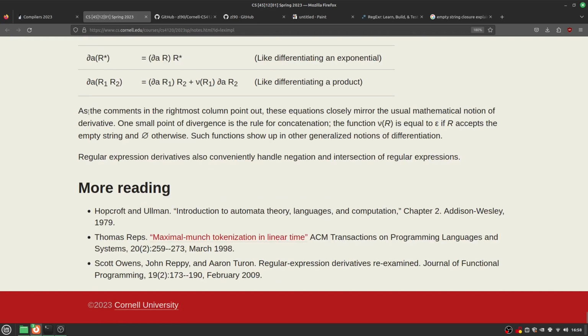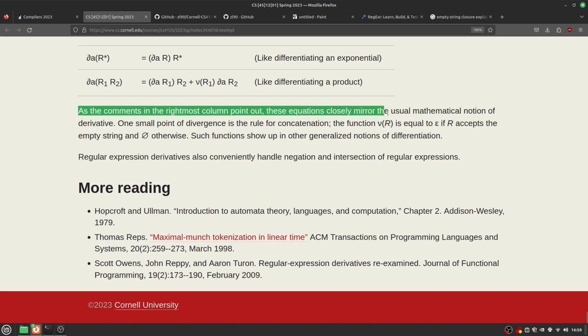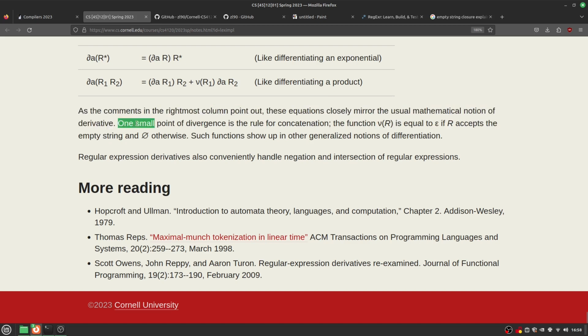As the comments in the rightmost column point out, these equations closely mirror the usual mathematical notion of a derivative. One small point of divergence is the rule for concatenation. The function v of R is equal to the empty string if R accepts the empty string, and the regular expression that accepts no strings otherwise. Such functions show up in other generalized notions of differentiation. Regular expression derivatives also conveniently handle negation and intersection of regular expressions.